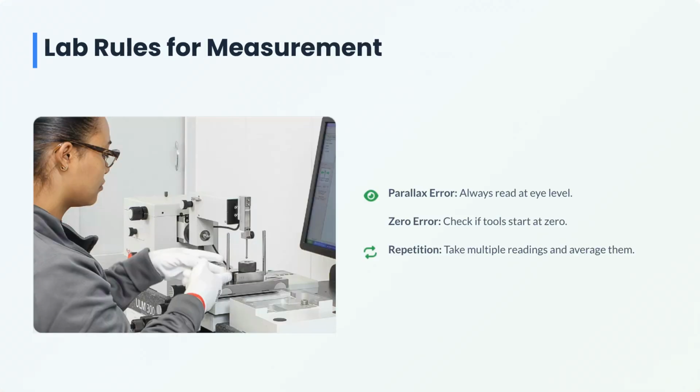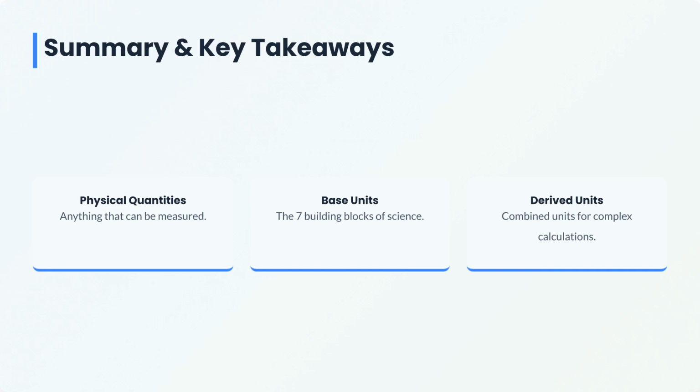Remember these lab rules for accurate measurement. Watch out for parallax error by reading at eye level, check your tools for zero error, and always take multiple readings to calculate an average. To summarize, physical quantities are anything measurable. We use 7 base units as the building blocks for science and derive additional units for more complex calculations.